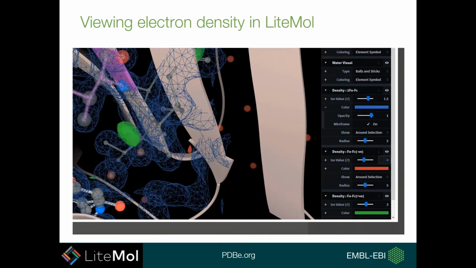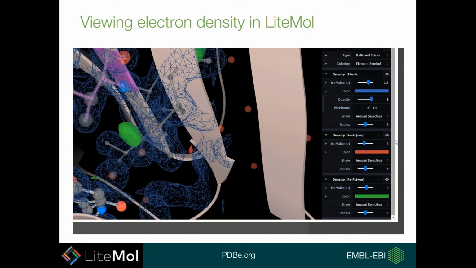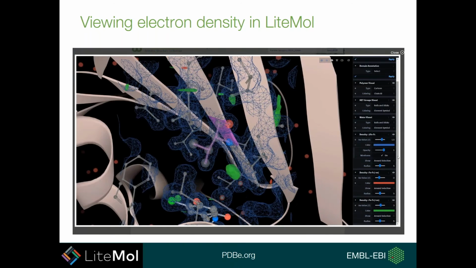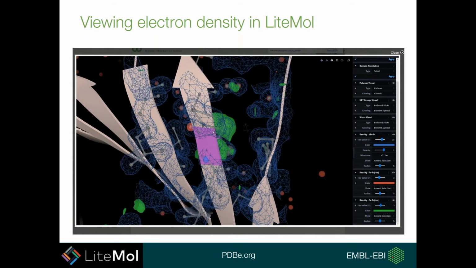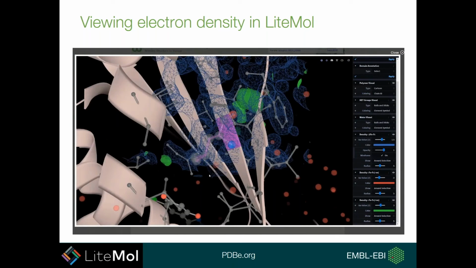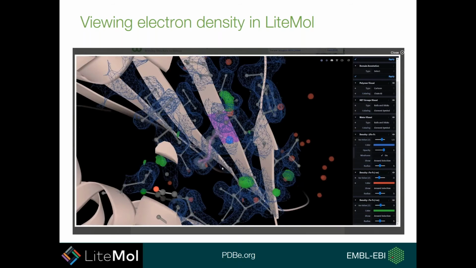There's also a number of controls for your negative and positive density. Again, you can toggle these on and off using the I symbols. You can also change the ISO value for these maps if you wish. You can also navigate around the structure, and as you do so, clicking on a residue will recalculate the density around this region. So you can browse easily throughout the structure with this density being recalculated as you go.